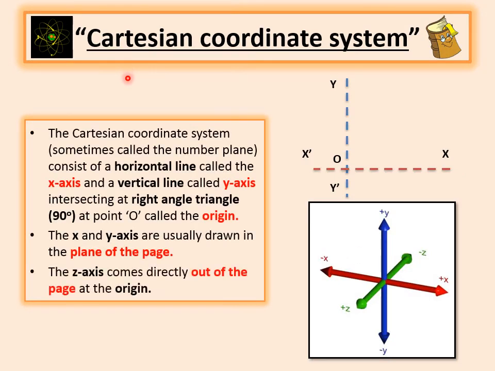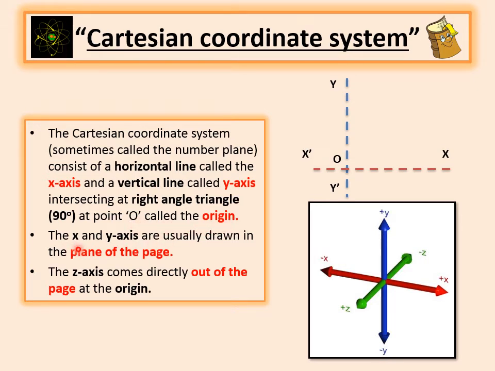Now students, we are going to define the Cartesian coordinate system. Simply we can define the Cartesian coordinate system as the axis system, or the x, y, z axes represent the Cartesian coordinate system. We can call it the number plane system. It consists of a horizontal line which is called the x-axis and a vertical line which is called the y-axis, intersecting at a right angle, means 90 degrees, at point O, which is called the origin.